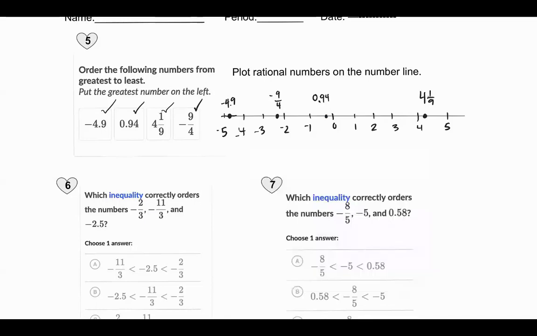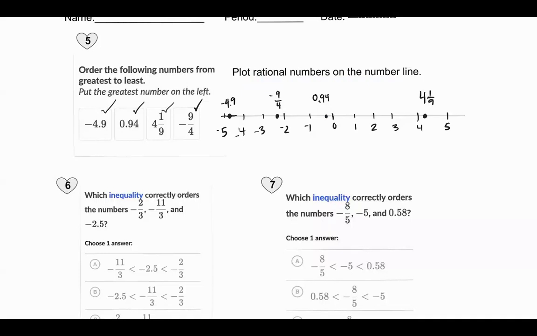So in the last problem that we did in class, we went from least to greatest, but this one wants us to go from greatest to least. So we're actually going to be reading our numbers going this way. Okay? So let's go ahead and start.